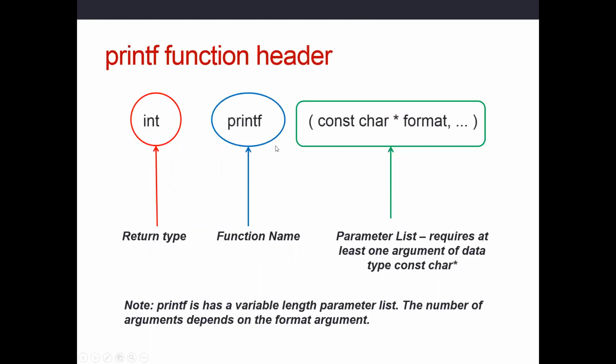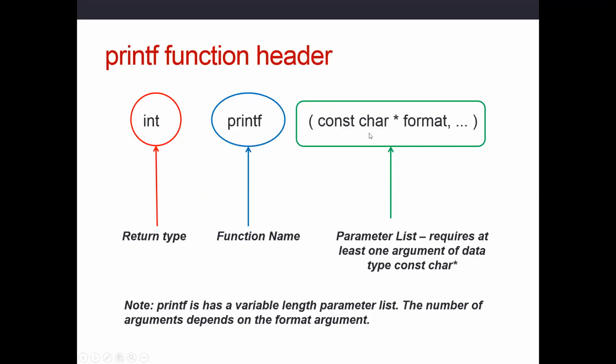printf is the name of the function. Int is the return type. So some functions return values. When they return a value, we have to say what the data type is. So every function header has a return type, it has a function name, and then it has this parameter list.